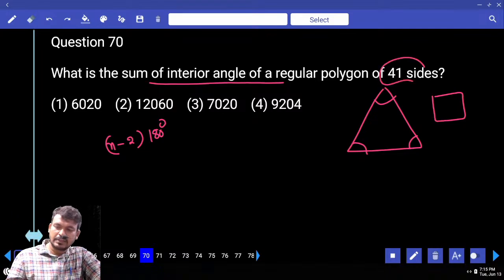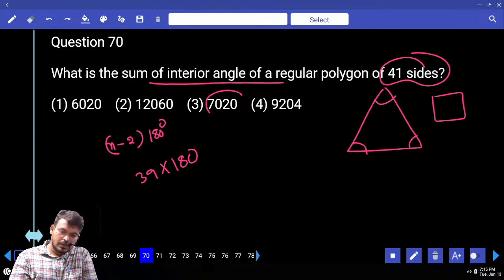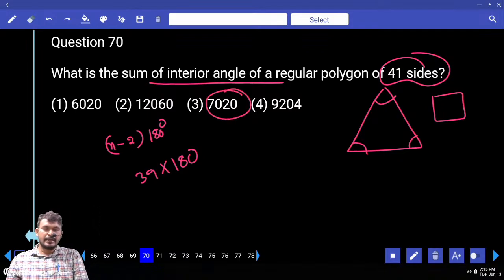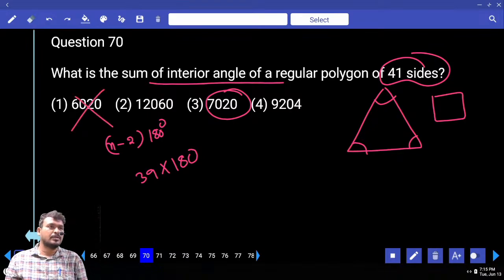But here how many sides are given? 41. Then we write 41 minus 2, 39 into 180. It ends with 20. Which option? Third option. Is it a multiple of 9 or not? 6020, is it a multiple of 9? No. Is the third option a multiple of 9 or not?